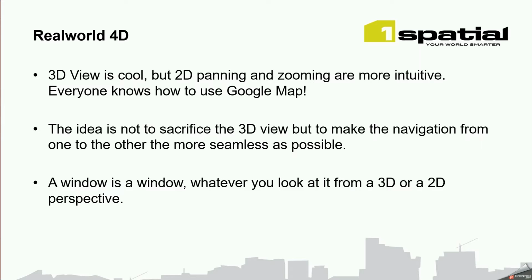3D view is cool, but 2D panning and zooming are really more intuitive. Everyone knows how to use Google Maps. The idea is not to sacrifice the 3D view, but to make the navigation from one to the other as seamless as possible. And remember, a window is a window, whatever you look at from a 3D or a 2D perspective.